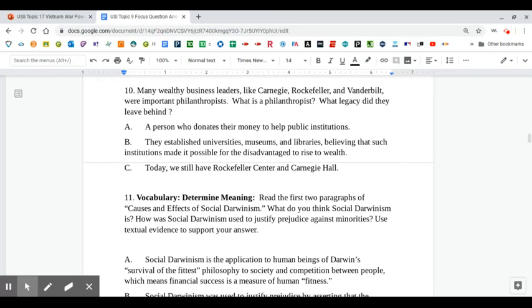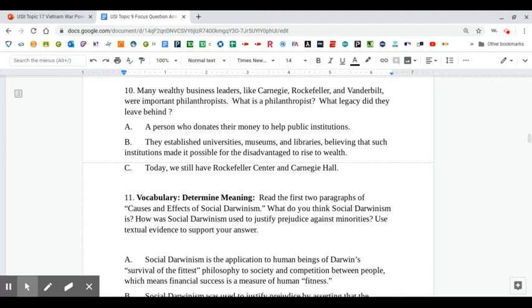Many wealthy business leaders like Carnegie, Rockefeller, or the Vanderbilts were important philanthropists. When you think about a philanthropist, this is somebody who makes a tremendous amount of money, but instead of just holding on to their money and being super greedy with it, they look for ways to give back to society. So when you think about these individuals that we're discussing, obviously it seems like they had a lot of sketchy business practices, but in the end, they did do a number of positive things for society.